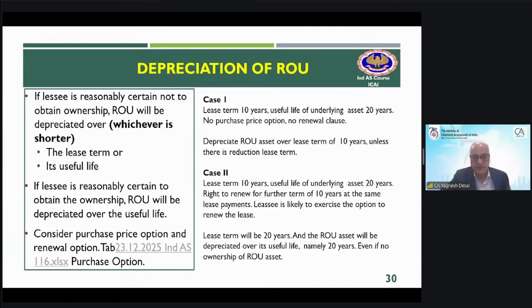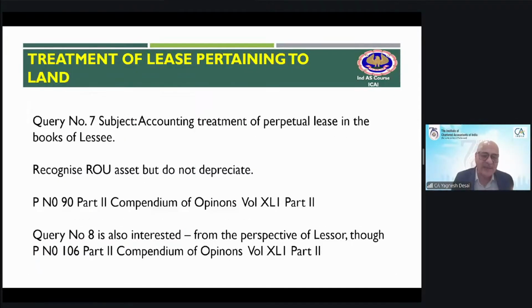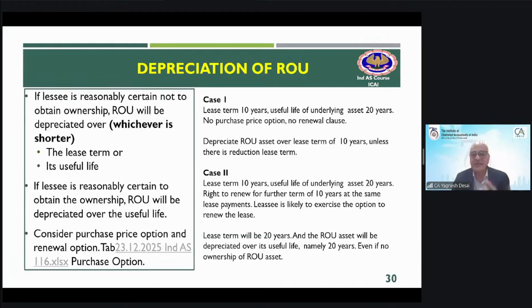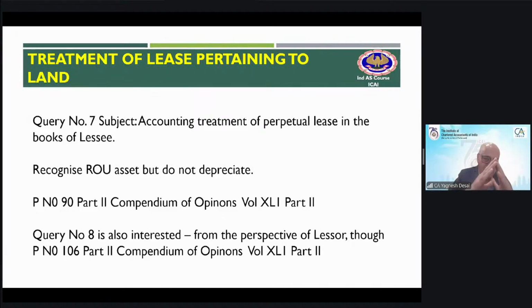Case number 2, fine. Lease term is for 10 years. Useful life of the underlying asset is 20 years. The right to renew further for 10 years at the same lease payments. Lessee is likely to exercise the option to renew the lease. The condition is such that you're bound to extend the lease. So in that case, the lease term is to be treated as 20 years and not 10 years. So in that case, you will discount it over the 20 years time and recognize it.